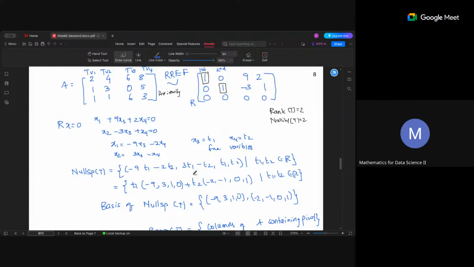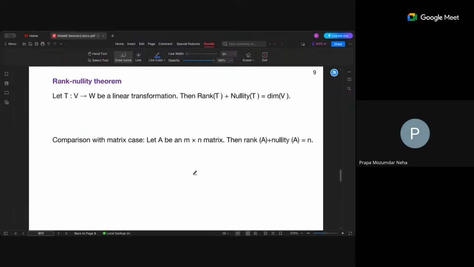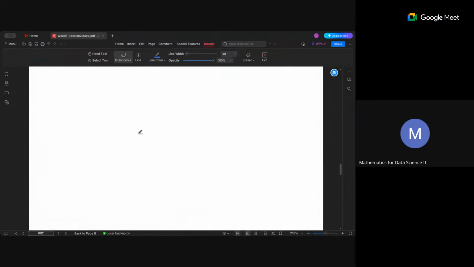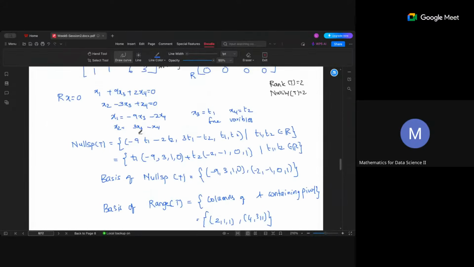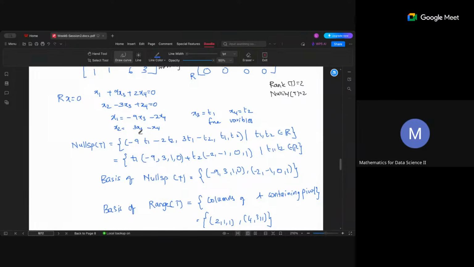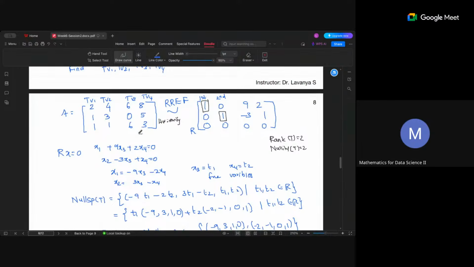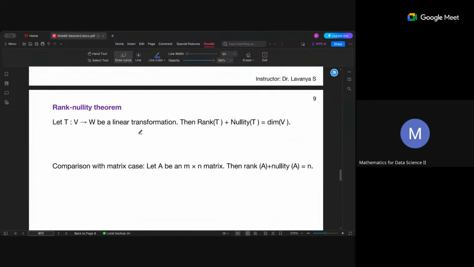When you have to find this span, you need to look at the linear combination. Before that, what did you say? I did not listen to that completely. What was that previous one? I asked, whenever we have to find out the basis, we need to do the RREF, for null space as well as for range.